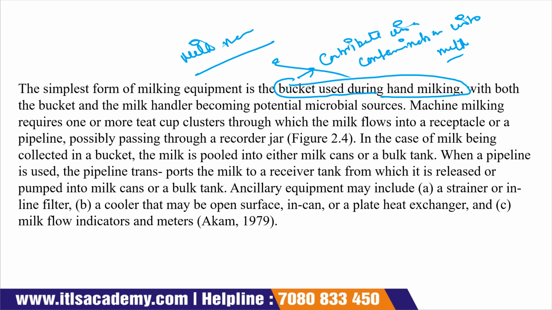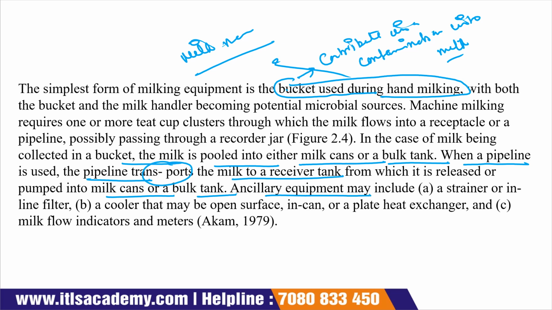In place of hand milking, if we use machine milking, then it requires more than one teat cup cluster, which helps the milk flow into a receptor or a pipeline, possibly passing through a recorder jar. Like in the case of milk being collected in a bucket, the milk is pooled into either a milk can or a bulk tank. When a pipeline is used, the pipeline transports the milk into a receiver tank, from which it is released or pumped into a milk can or a bulk tank.